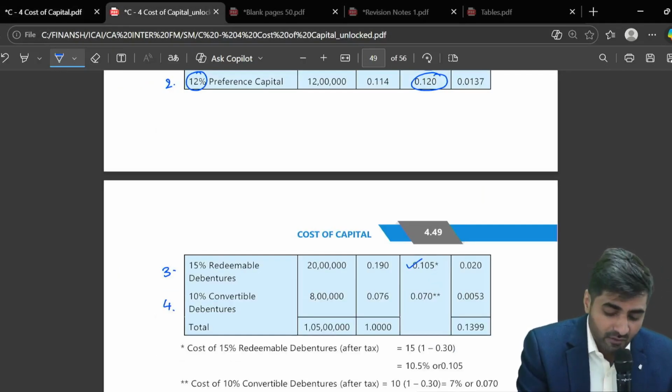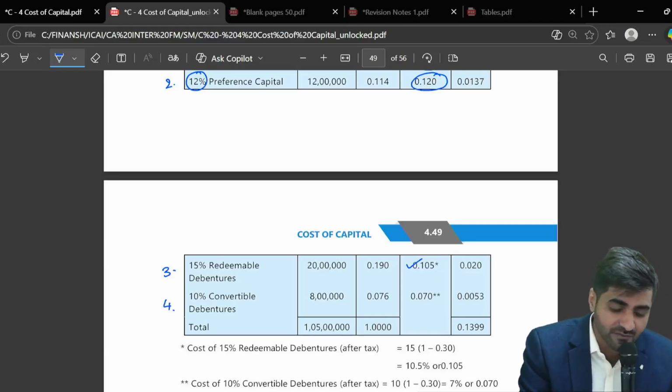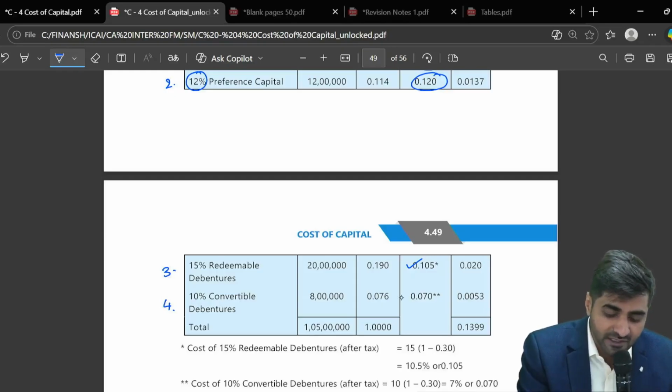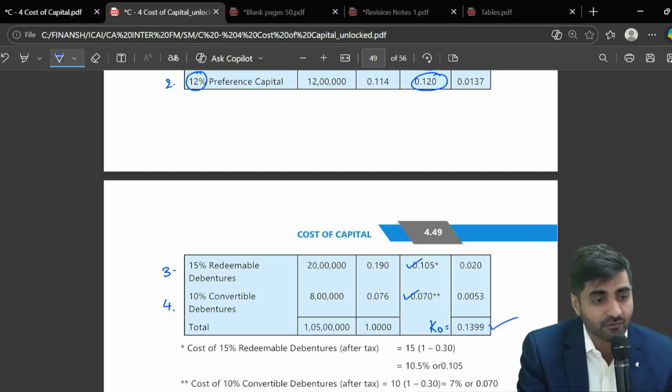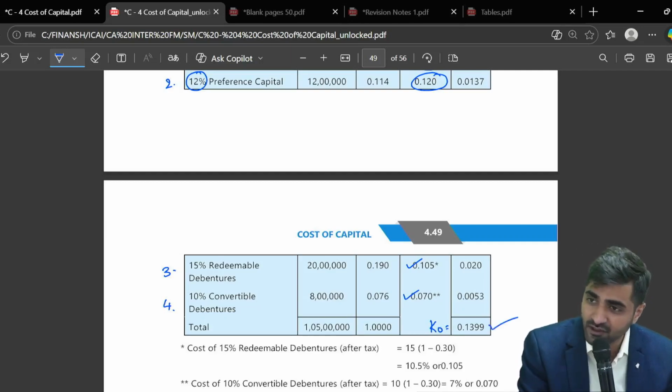Okay. And what about convertible debentures? Same concept. 10% is the cost which is given to you. And post tax, it will be nothing but 7%. So then we have to calculate your WACC. So that will be 13.99%. Are you guys okay with this? Okay. Chalo.